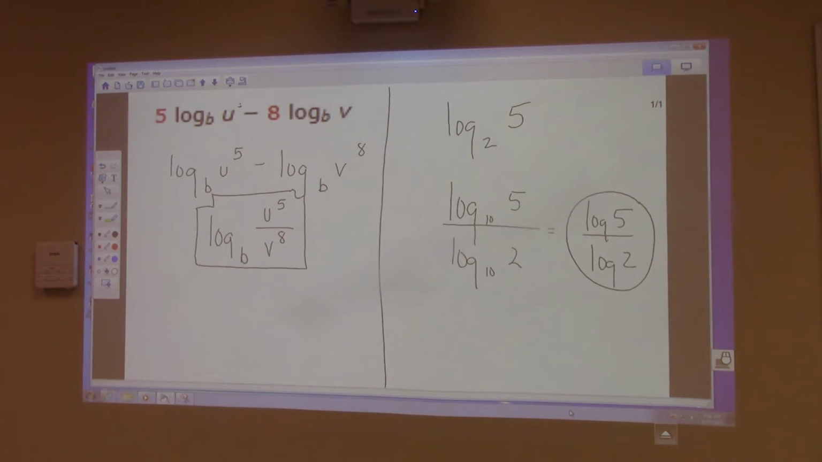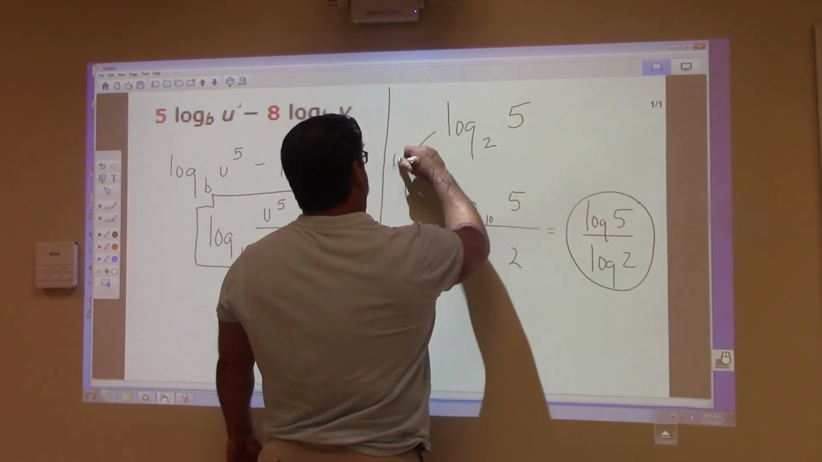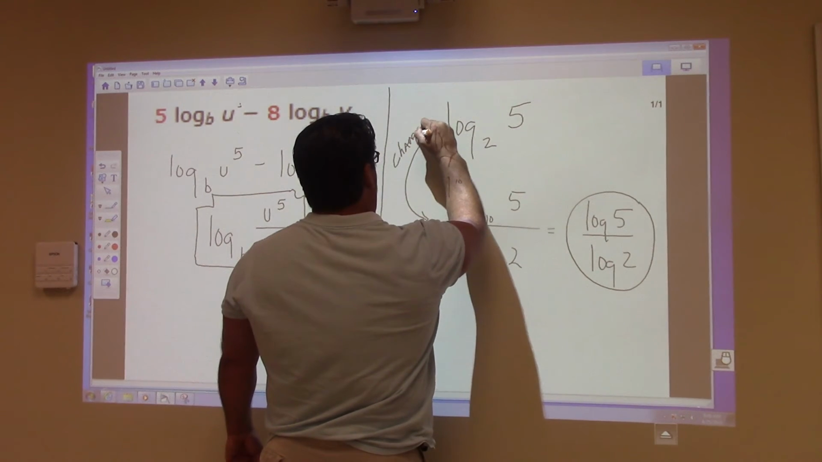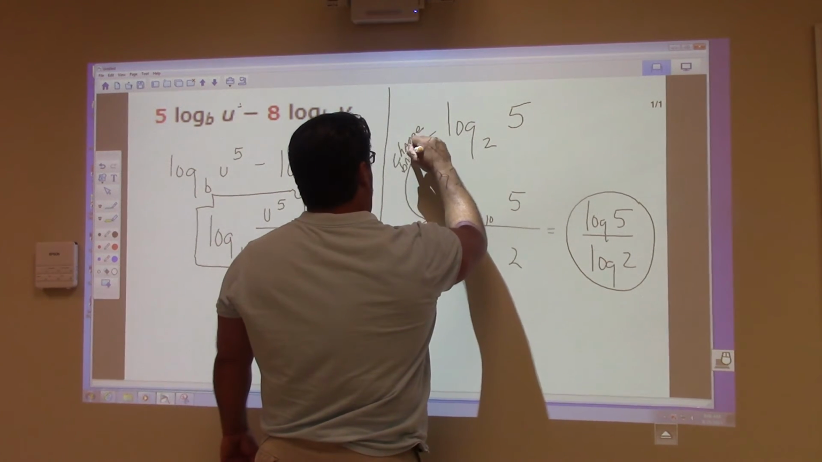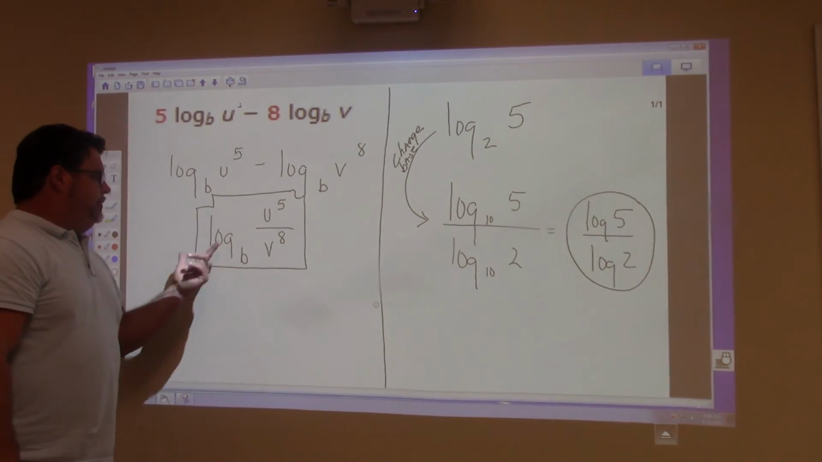So you can only use the change-of-base formula, well, unless the directions say use the change-of-base formula to change it into another form. But most of the time, the change-of-base formula is used when it's calculated. So, Miss Anthony, to answer your question, is there anything else you can do to this?